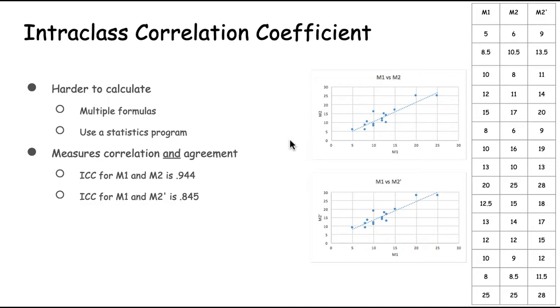And if you're doing something like test-retest reliability, where you expect to get exactly the same thing on both readings or close to it, the interclass correlation coefficient will give you that measure of correlation and agreement. And you can see here it distinguishes between the relationship between M1 and M2 and M1 and M2 prime.